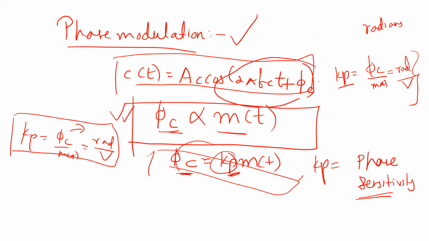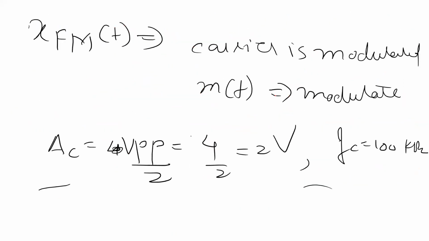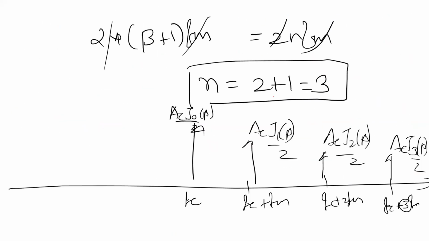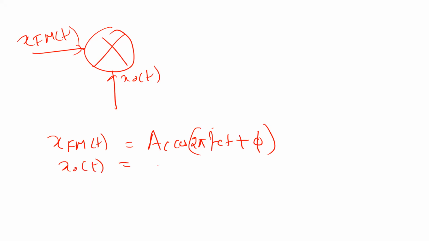If you remember, this is the equation, Jerry. Ac cos(2 pi fc t plus phi). So we will write that equation over here. Ac cos(2 pi fc t plus phi). And what is your x naught of t given? I'm just writing the equation. Just try to understand.